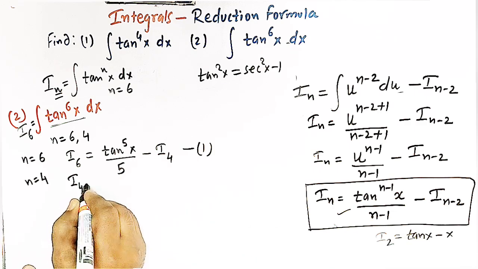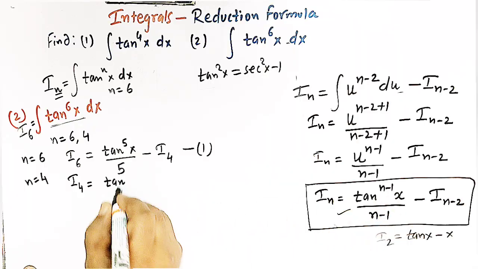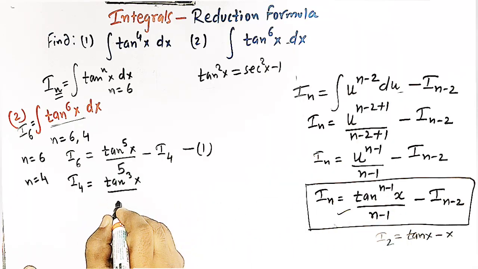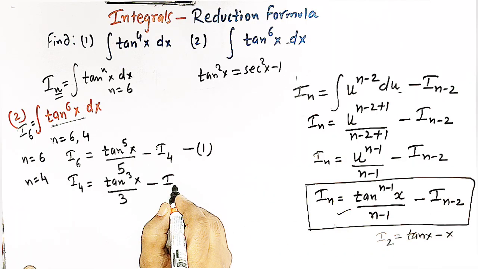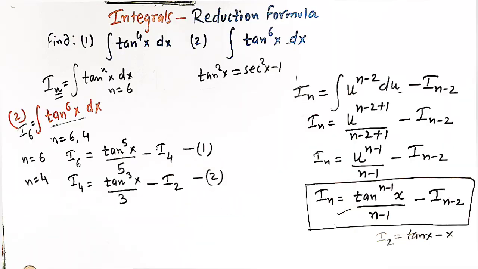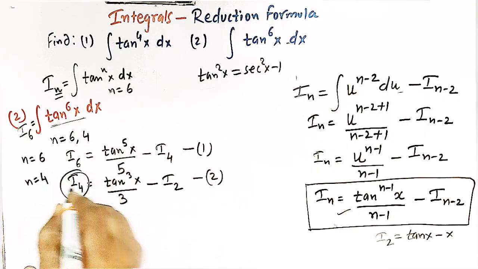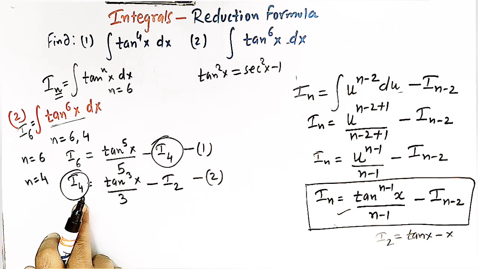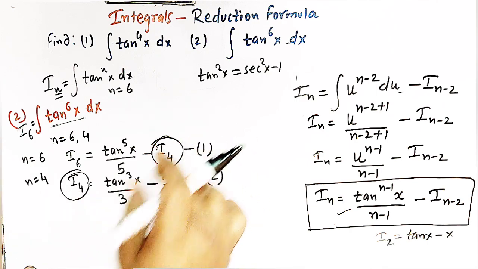So taking n is equal to 4 in this reduction formula, we have another equation. I4 is given by tan cube x over 3, since 4 minus 1 is 3, and here we have 3, minus I of 4 minus 2, that is I2. So let us take this as equation number 2, right? Now from these two equations we can eliminate I4, right? So what we will do is substitute the value of I4 as this expression in equation 1.